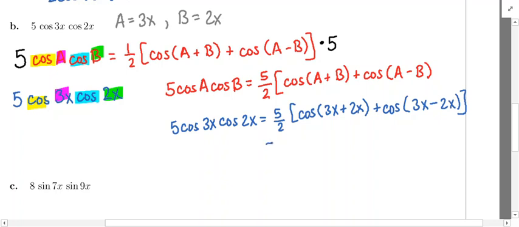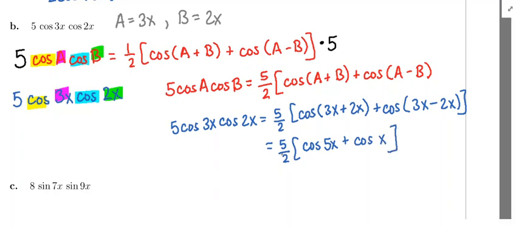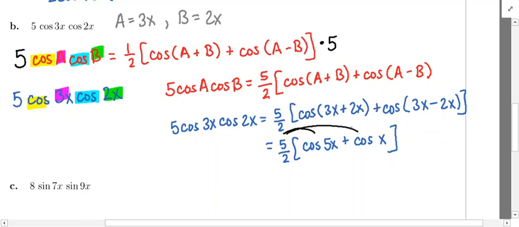Okay, so now I just need to simplify. I'm going to get 5 halves. I'm going to leave it out front. This is going to be the cosine of 5x plus the cosine of x. We're done. You can leave it like this. If you want to, you can distribute the 5 halves through. It's up to you. That's optional. It's correct either way, whether you factor out the 5 halves or you distribute it through.